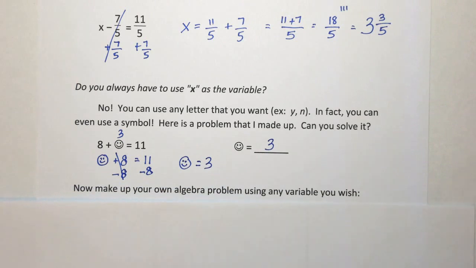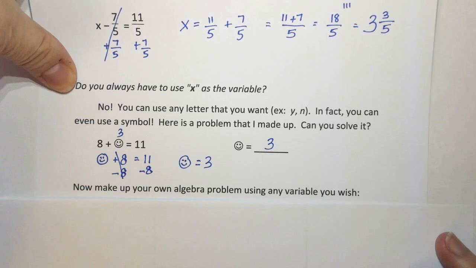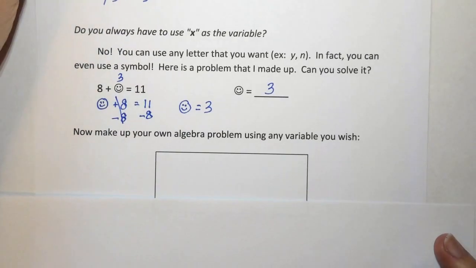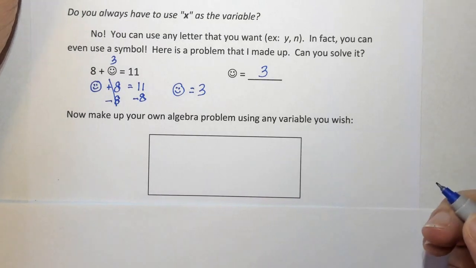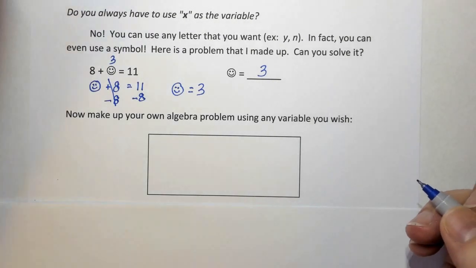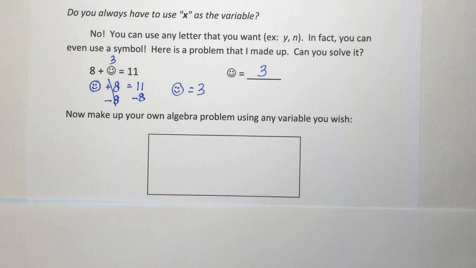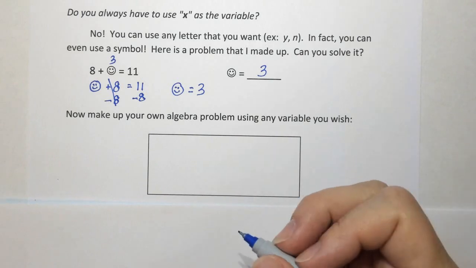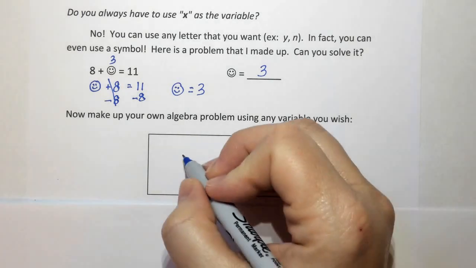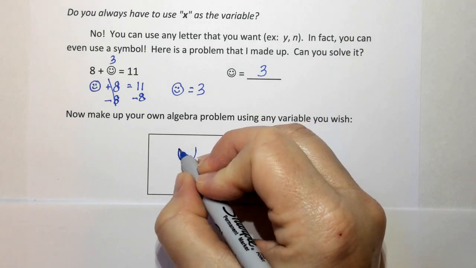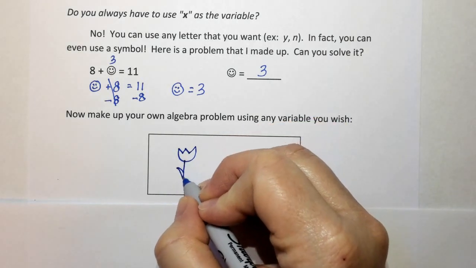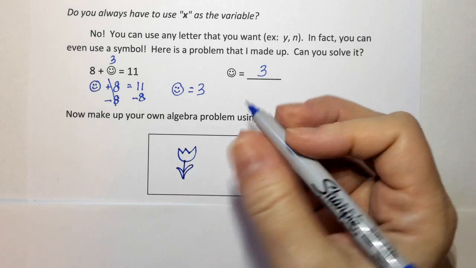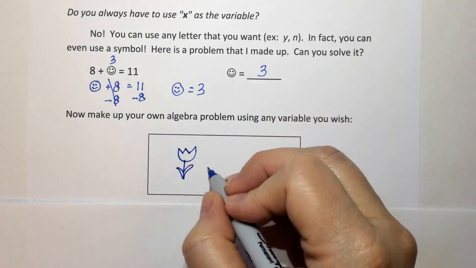So can you make up your own algebra problem using any variable you wish? So this might be kind of interesting. Make up a problem here and then see if your husband, wife, or kid or friend can solve it for you. And I was just thinking, what would I choose to use as my symbol? I've just been looking at some flowers this morning outside my house, so I'm just going to use a flower. How about a tulip? Maybe you have better artistic skills than me, and you can make something very beautiful here, but this is good for now.